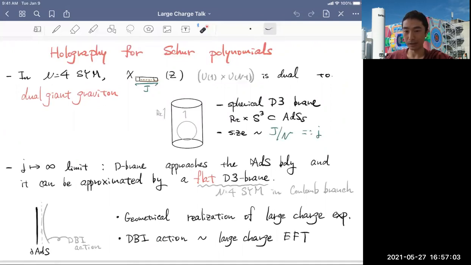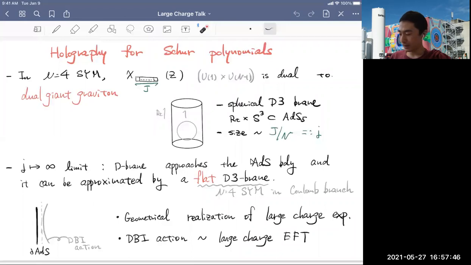It is a spherical D3 brane living in AdS5. The world volume in global AdS is given by R_t times S^3, which is contained inside AdS5. The size of the D3 brane is given by J divided by N, which I denote by small j. So as you increase the charge of the operator, this D3 brane gets bigger and bigger and approaches the AdS boundary. If you have multiple rows, it corresponds to multiple D3 branes with different sizes.